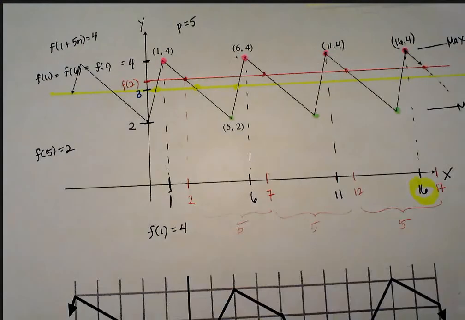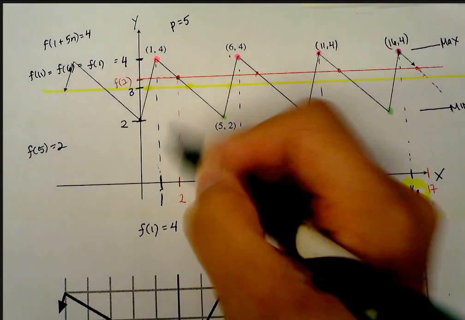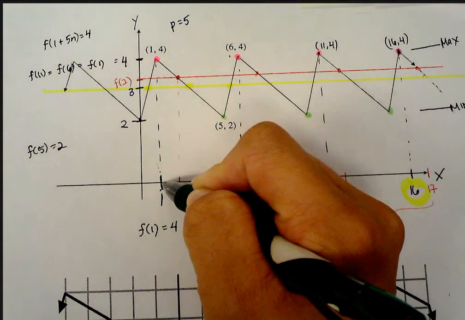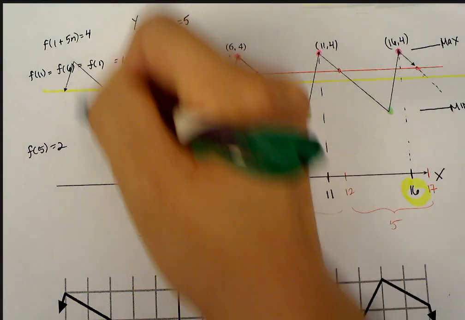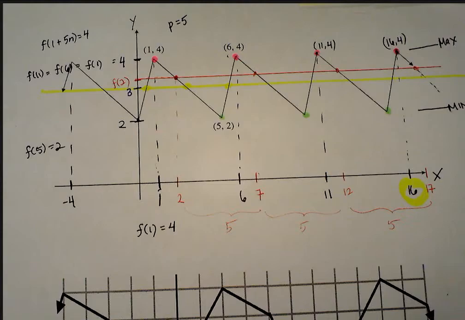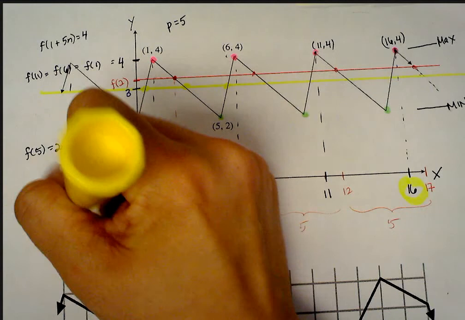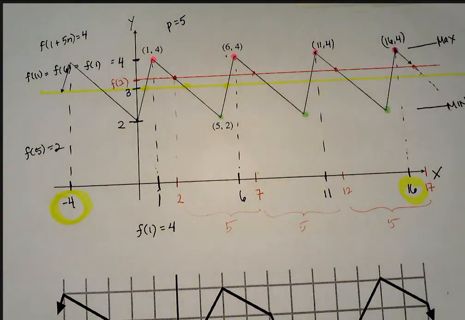Oh, sorry, x equals -4. What's x equals -4? I have to go how many back from 1? 5. So it's probably right here again, huh? At the peak. Okay, so between -4 and 16, right? In this interval, how many solutions do I have?